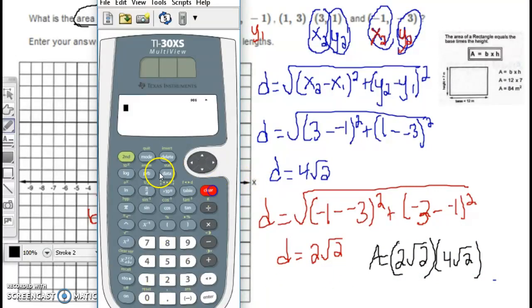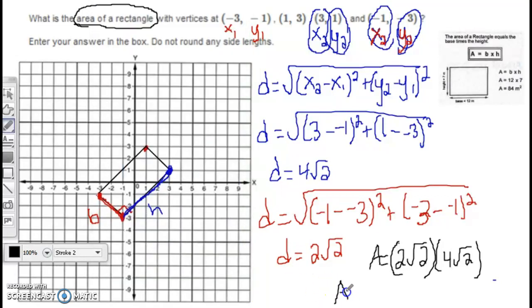So I'm going to multiply those two things together. And again, I'm going to do it in this calculator. So 2 square root of 2. And you can either use the times button or parentheses. They both mean the same thing. So times 4 square root of 2. And that gives me a final answer of 16. So the area is 16 units squared.